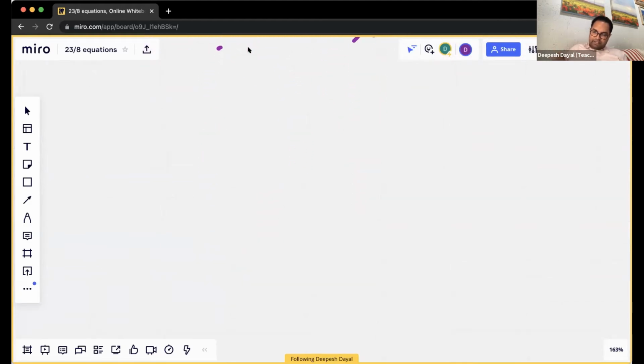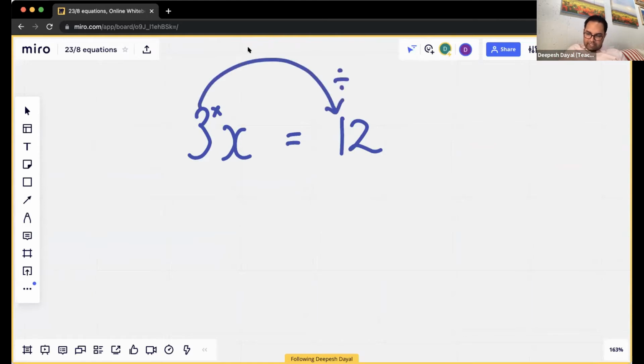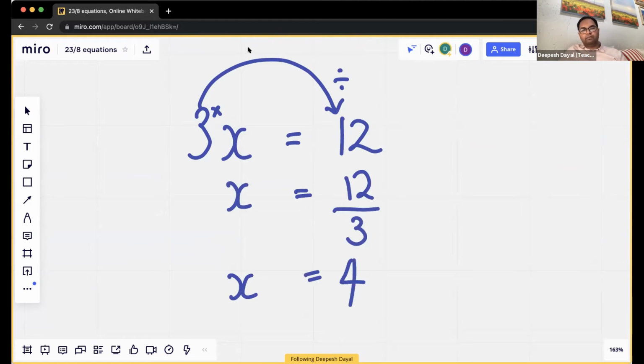Let's look at an example. So say I've got here 3x equals 12. Now, because it's 3x, it means 3 times x. When I take the 3 over, it's going to become divide. So x is going to be 12 divided by 3. So x then becomes 4. Does that make sense? No, sir. No, it doesn't. Okay. Thanks for your honesty.